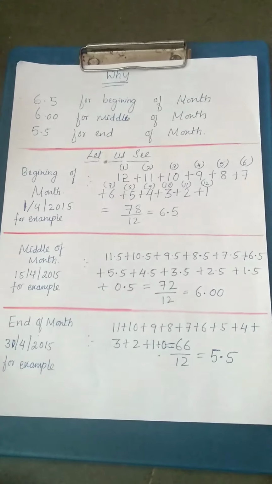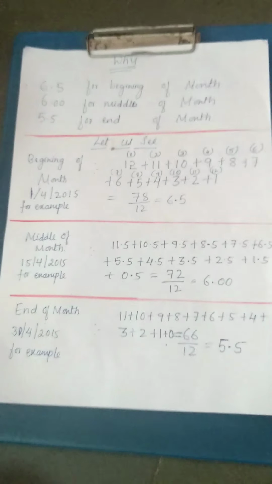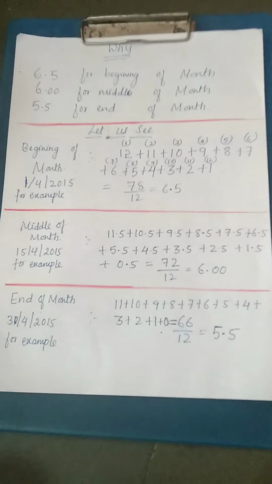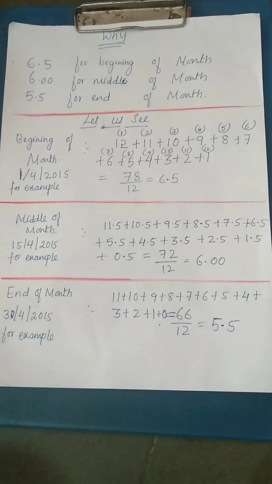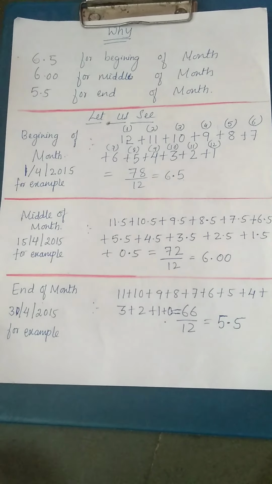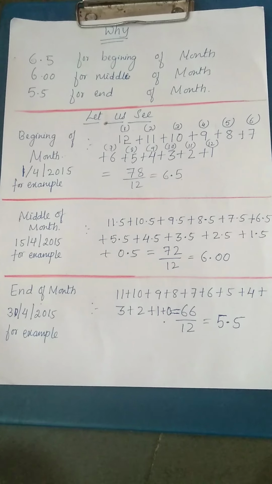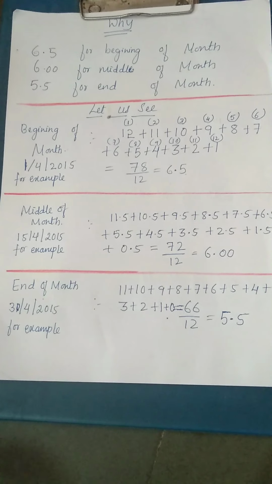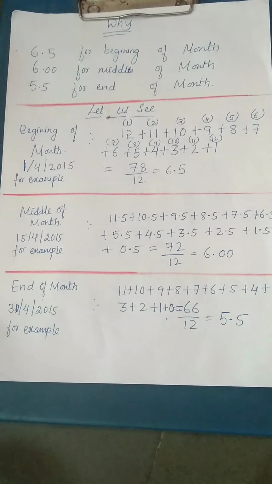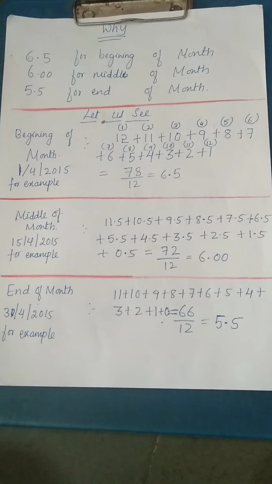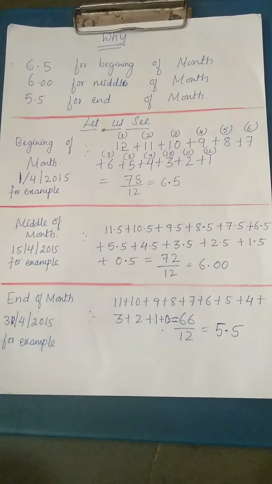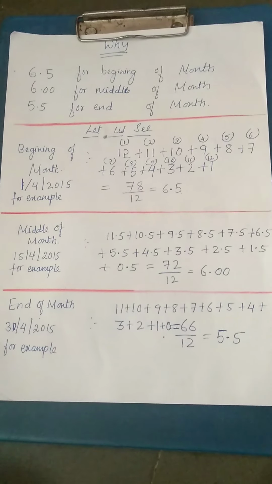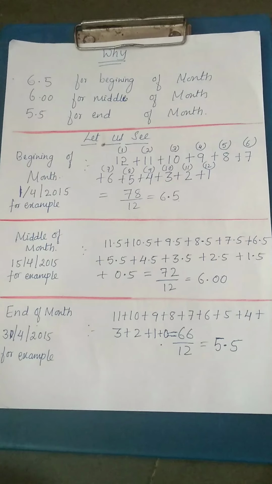Beginning of the month means it may be on 1/4/2014, 1/4/2015, whatever the year may be. Middle of the month means the 15th of every month, 15/4/2015. End of the month means 30/4/2015. So if the drawings amount is fixed and the partner is withdrawing on a specified date, either at the beginning, middle or end of the month, we can use this shortcut method.